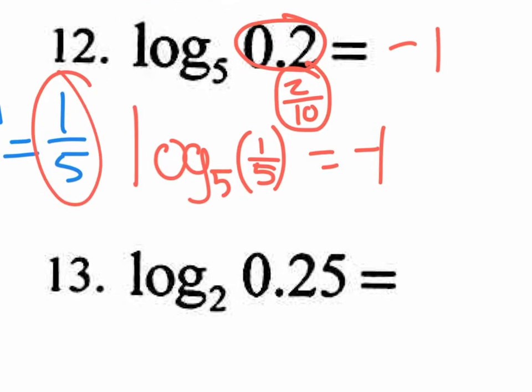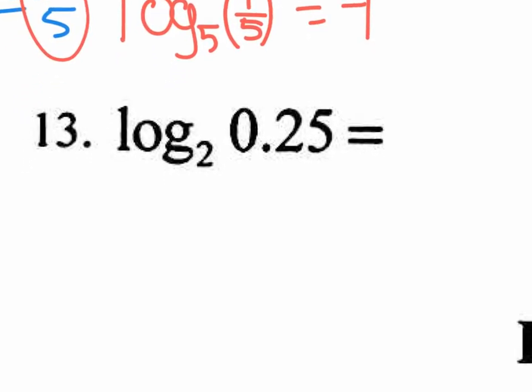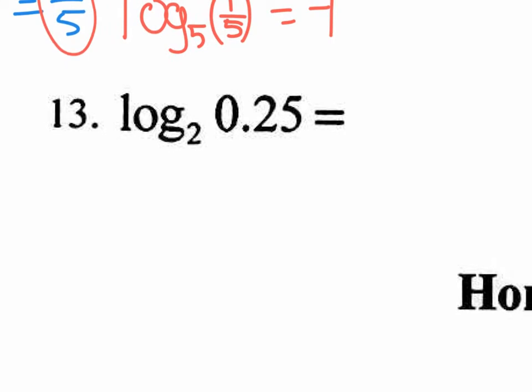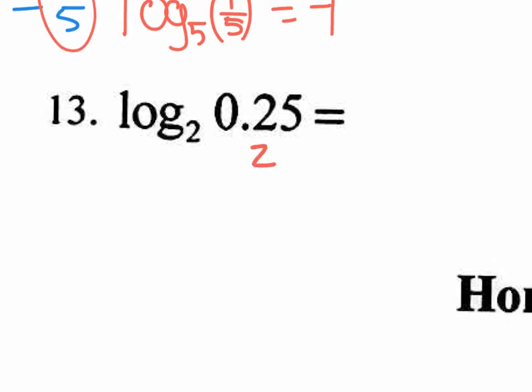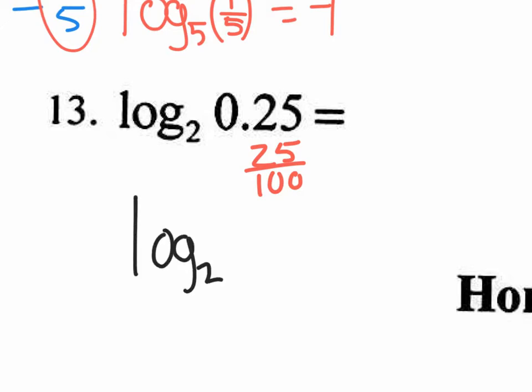Same thing with number 13. 0.25. What is 0.25? Well, 0.25 is read as 25 hundredths. And as a fraction, it's exactly that, 25 over 100, which reduces down to 1/4. So let me rewrite this whole thing. I have log base 2 of 1/4.